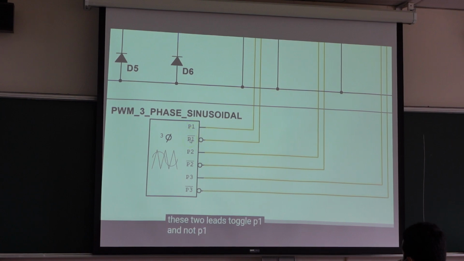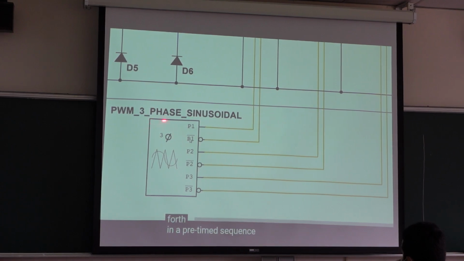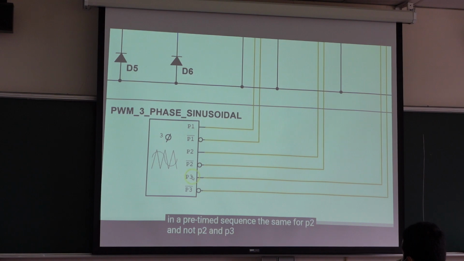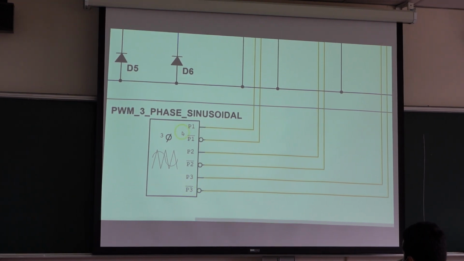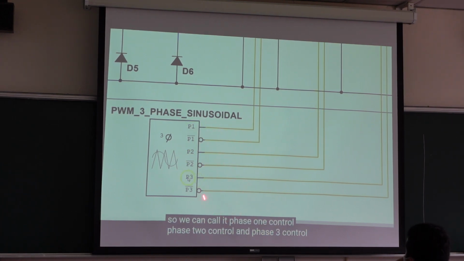P1 and not P1 are always switching back and forth in their sequence. So we cannot turn on the same pre-time together. Only one can turn on. Same for P2 and not P2, and P3 and not P3. So we call it phase 1 control, phase 2 control, and phase 3 control: A phase, B phase, C phase.